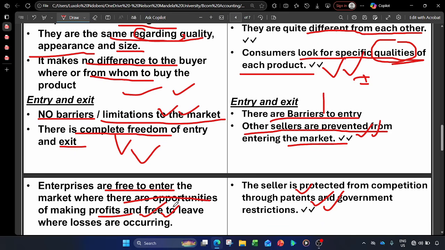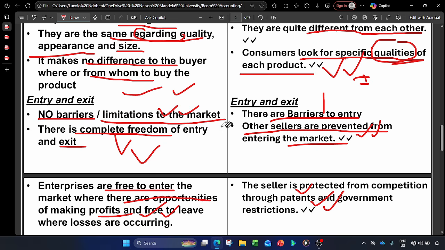So I will make an example here. As we're approaching the summer, you can start the business of selling ice cream, right? Because we're approaching the summer, and when the winter comes you can leave the market because you will make a loss. No one is going to buy ice cream in the winter, right? But now, you can leave and enter when you want, because the market is free. The market is totally accessible. There is freedom of entry and exit.